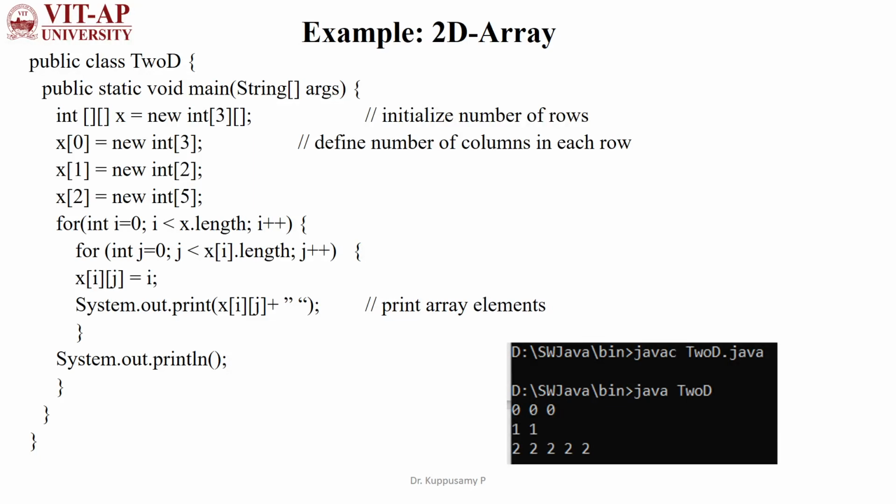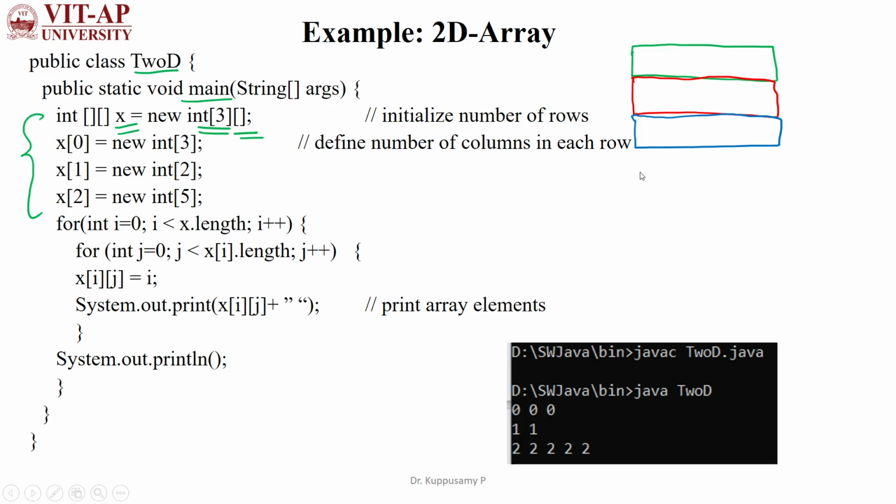Hi, here we will see the example of a two-dimensional array. Here the class is created in the form of 2D, then public static void main. So here we are declaring the variable x, which is a two-dimensional array with three rows. Once this is executed, the array will be created as shown in the structure.